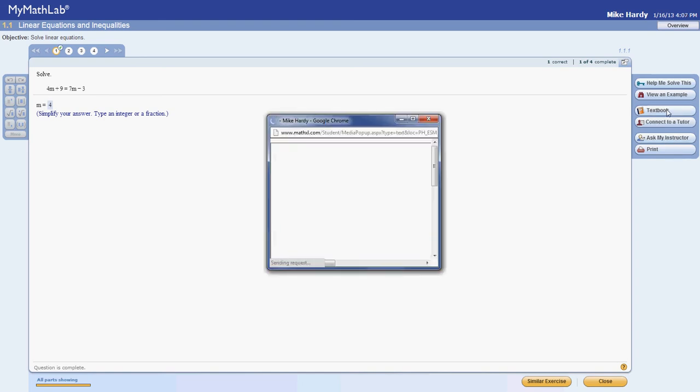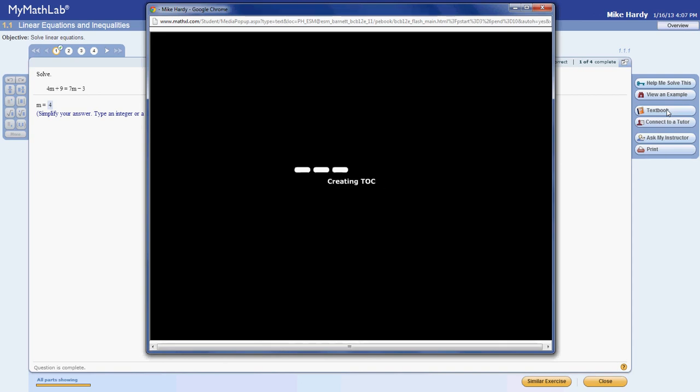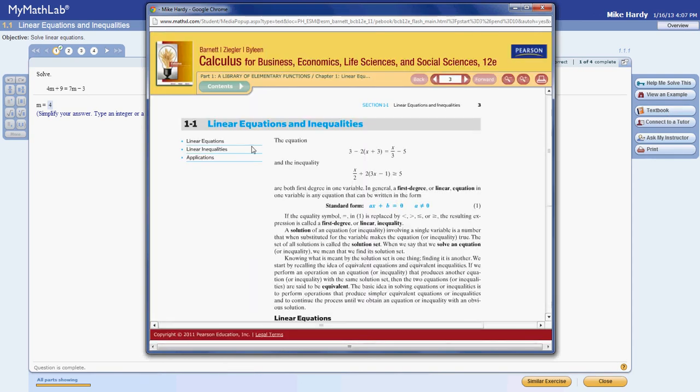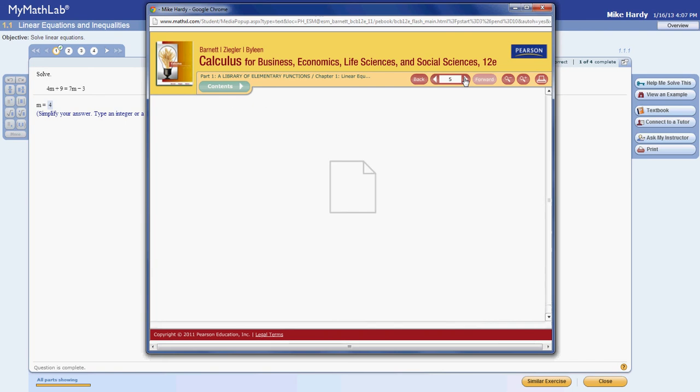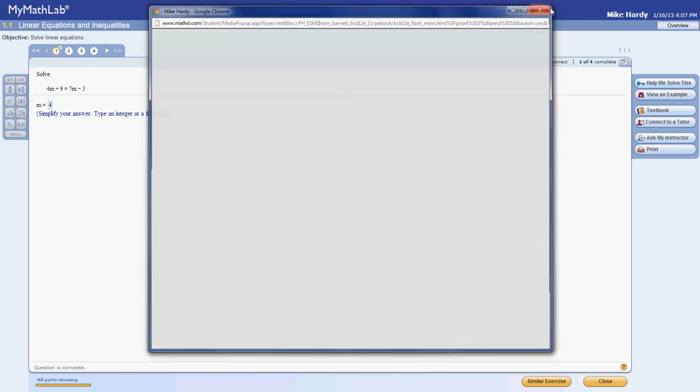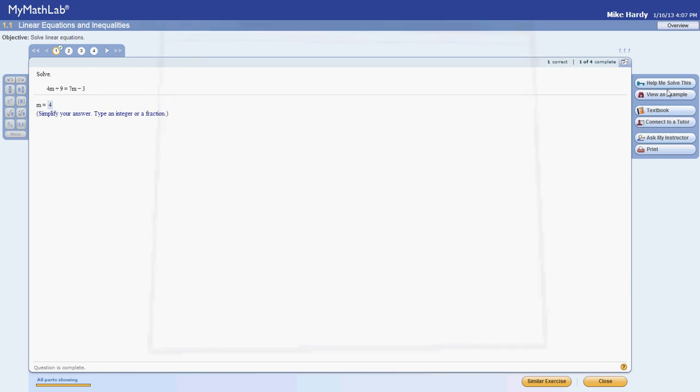Textbook, if you click on that, it will go to the section of the textbook that is relevant. In this case, it will go to this review section on linear equations and inequalities, and you can just flip through the textbook and read it like standard. Maybe that will jog your memory on how to do it.